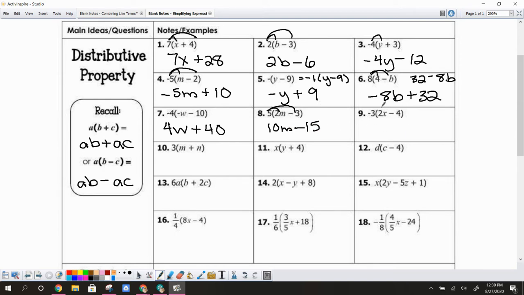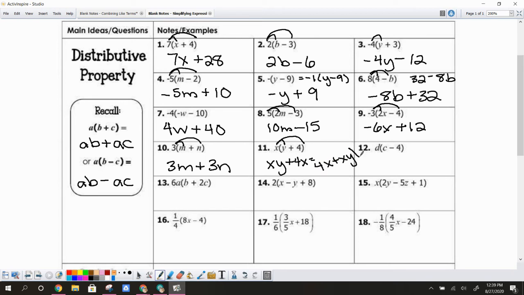Okay. For 9, we have this and then this. So negative 3 times 2x is a negative 6x. And then a negative 3 times a negative 4 is a positive 12. For number 10, we have 3m plus 3n. For number 11, x times y is xy. And then x times 4 is 4x. But we need to rewrite this because that is not in the correct format. So your real answer should be 4x plus xy.